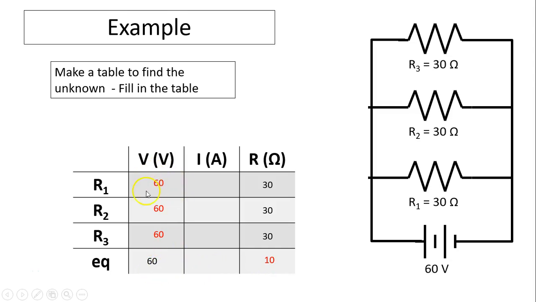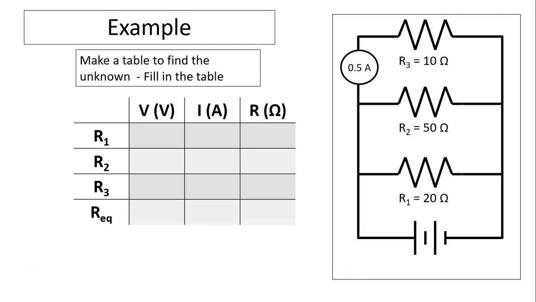We also know that the voltage for each resistor is the same as the total, which we know. From here, we can figure out each single current and the total current. 60 divided by 30 gives you 2. This is Ohm's law: V divided by R gives you I. Then all the I's added together give you 6, or you can use total voltage divided by total resistance to give you 6.